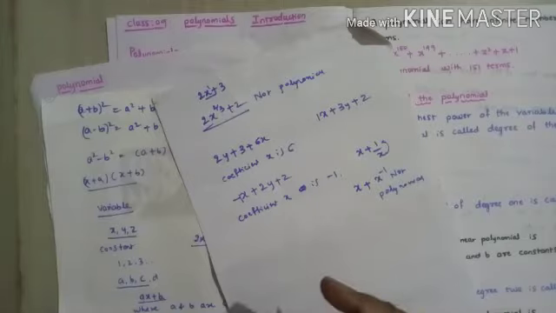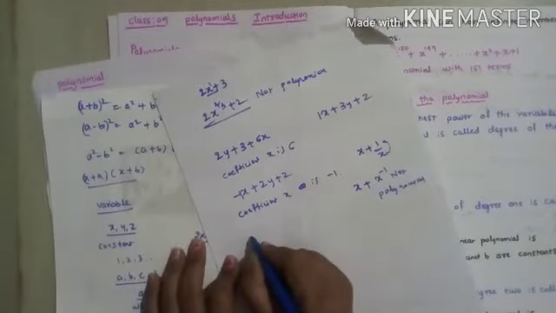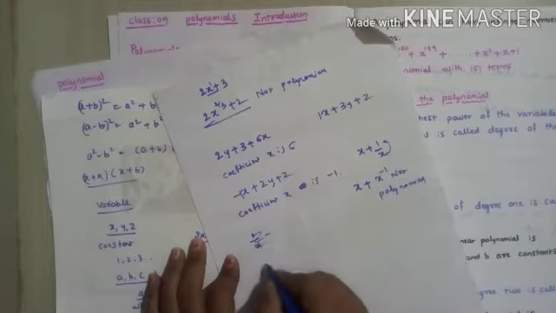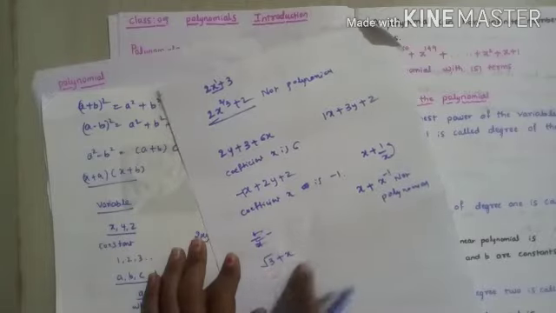In your textbook, some examples are given, just see those examples and then you can understand easily. Then suppose sometimes they give 1 by x, which I have given already, root 3 plus x. This is a polynomial because here 3 is not a variable. This is a polynomial.